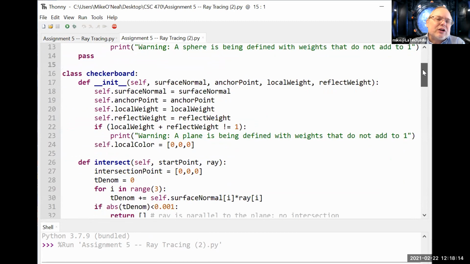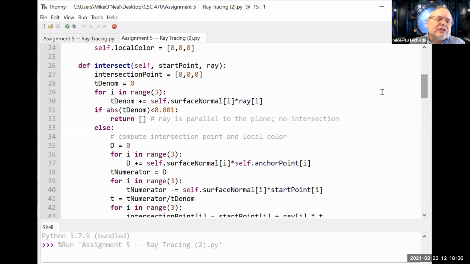I've done the same sort of thing with checkerboard, but I've gotten further. You define the checkerboard. It's got a surface normal and anchor point, a local weight and a reflected weight. We're not going to do refractions on the checkerboard. And so you save off the surface normal, the anchor point, the local weight, and a local color. And we've got a method that does intersection.